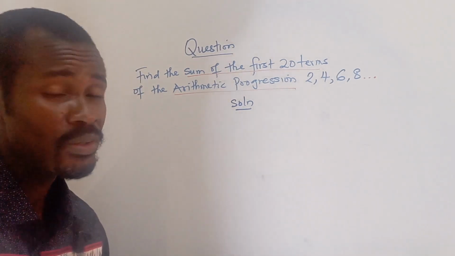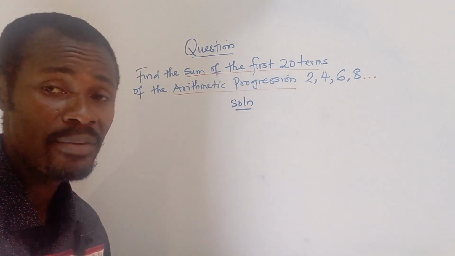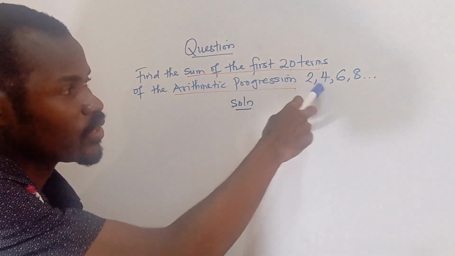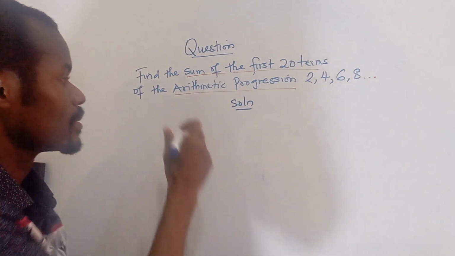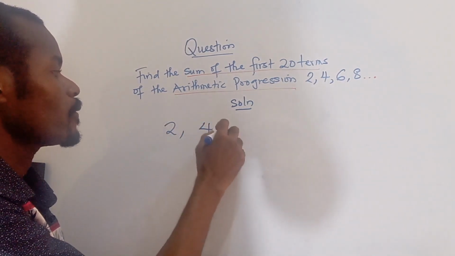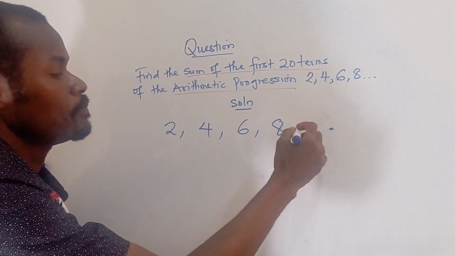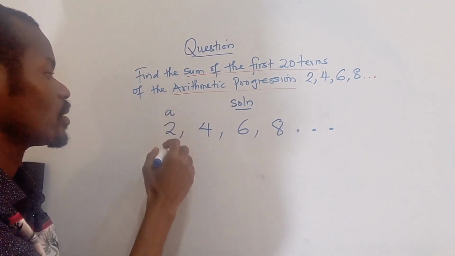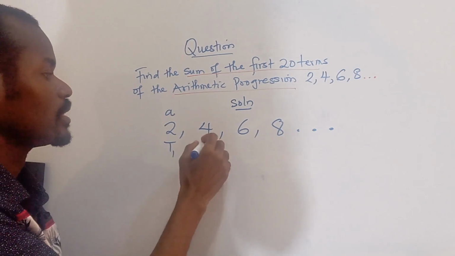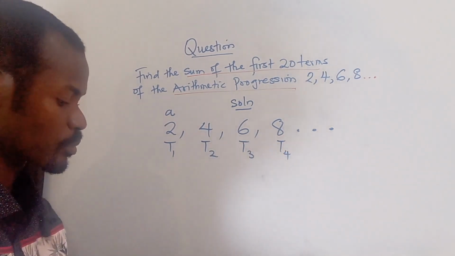Alright, so today we have a simple problem on the board that says: find the sum of the first 20 terms of the arithmetic progression 2, 4, 6, and 8. So we have 2, 4, 6, 8, and it goes on. Now, this is our first term. Most times we say it is a, or we say T1. So this is T2, this is T3, and this is T4.